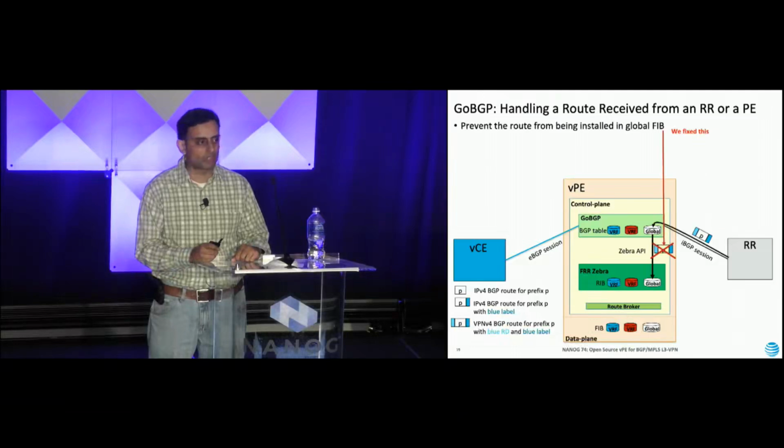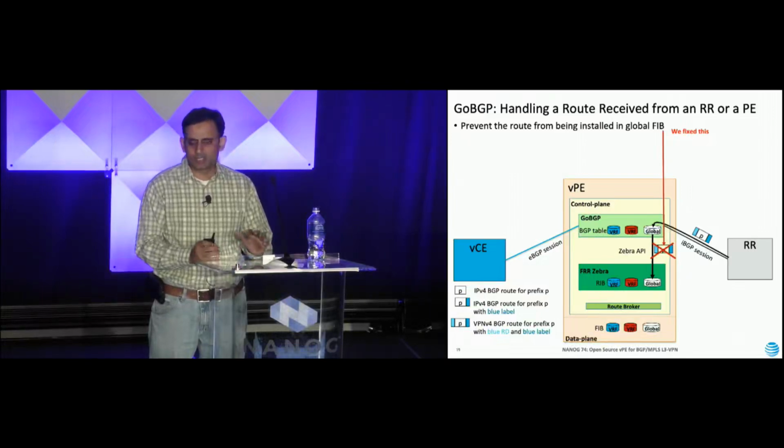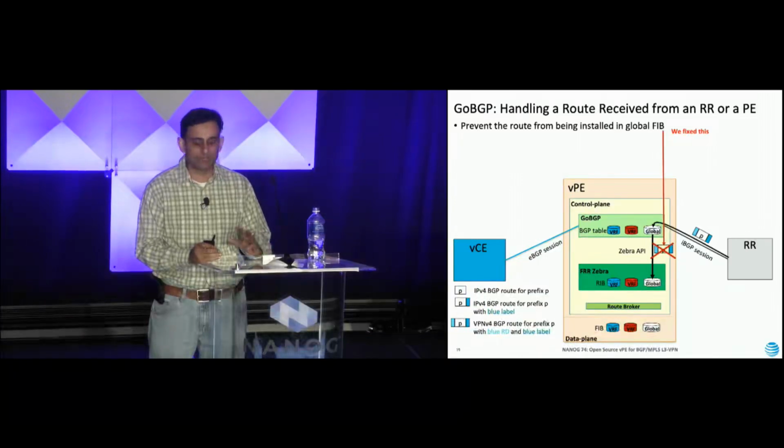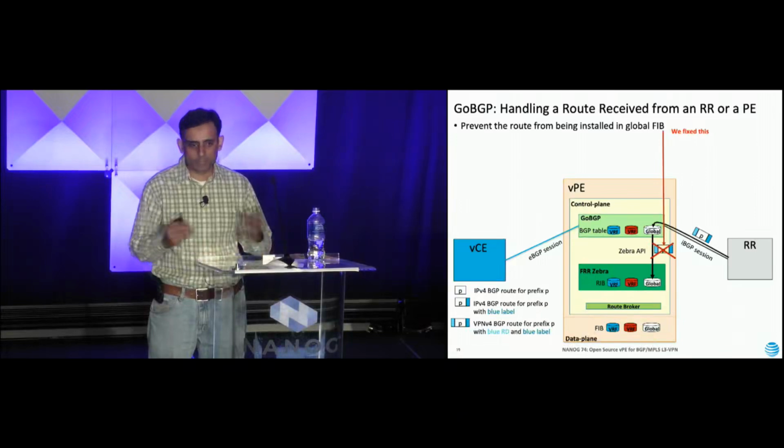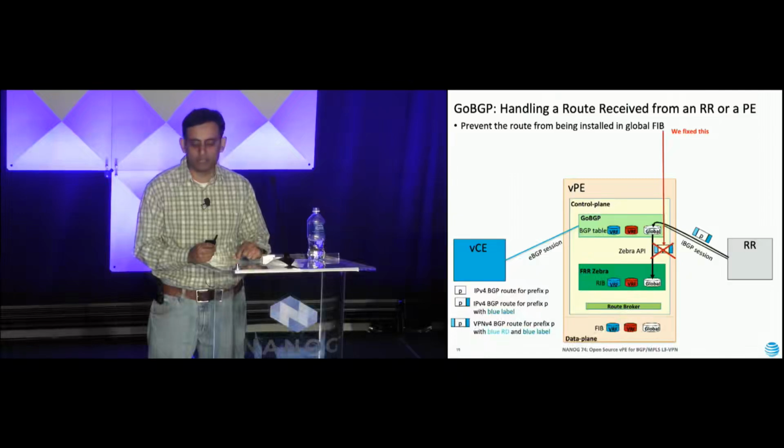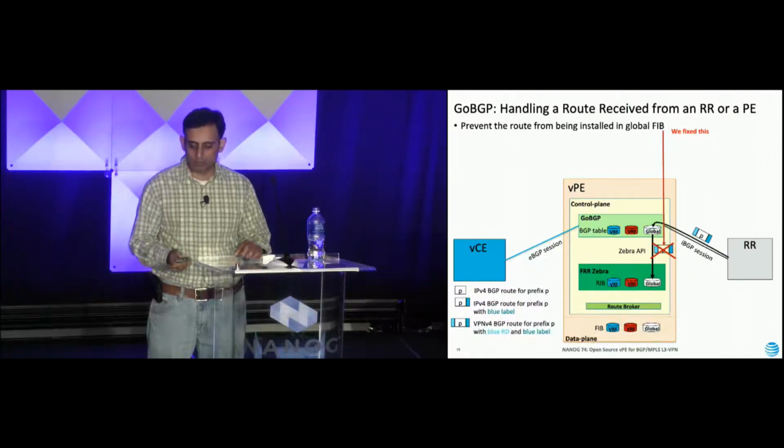It actually pushes this route down to the Zebra daemon, and then Zebra will install the VPNv4 route into the forwarding table. This is not a deal breaker, but it's not something that is required. And in particular, if there are 100 or millions of routes, this can actually lead to scalability concerns. So what we did is we disabled the part where GoBGP pushes the route down to FRR Zebra so that it doesn't go down into the forwarding table.